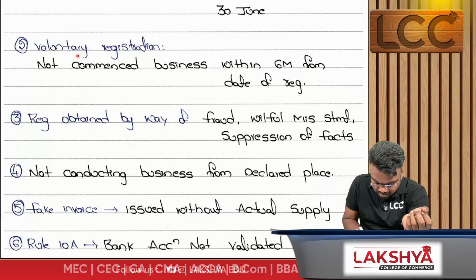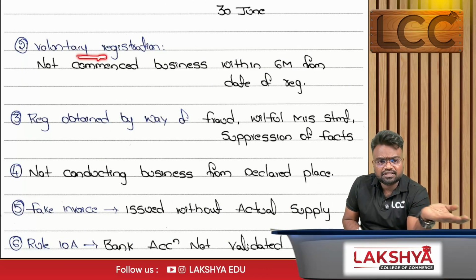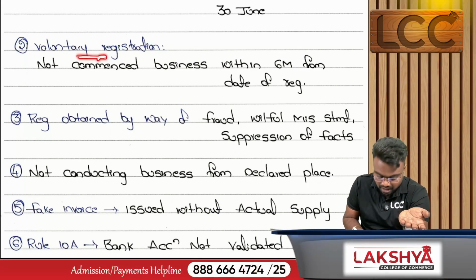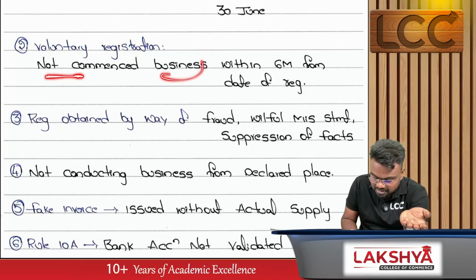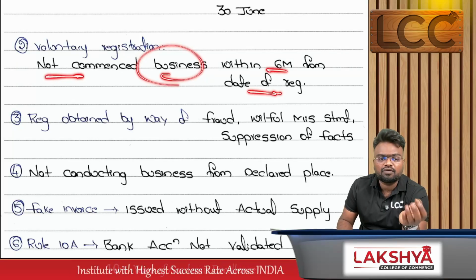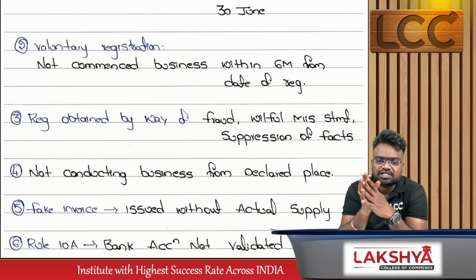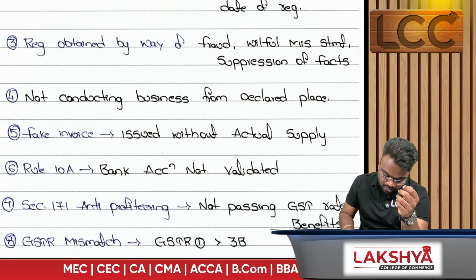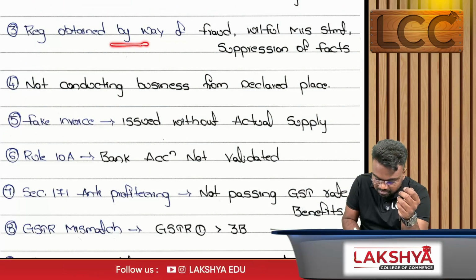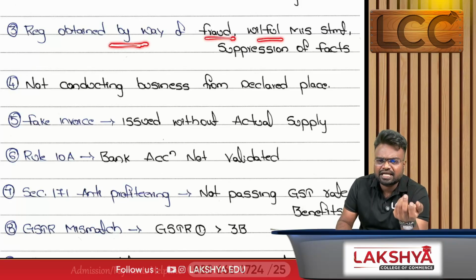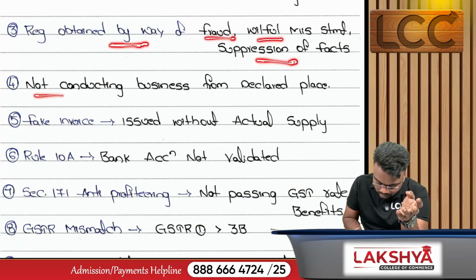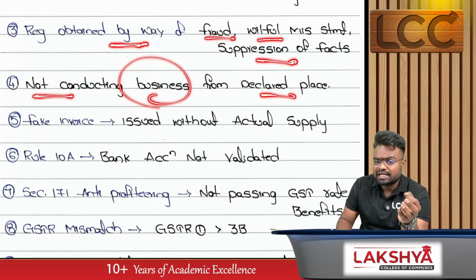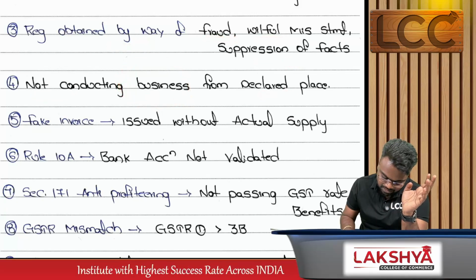Second point, the thing asked in the question: voluntary registration. If you have not commenced any business within 6 months from the date of registration, your registration can be cancelled. What is the time period? Within 6 months. Third case, registration obtained by way of fraud, willful misstatement, suppression of facts, or not conducting any business from the declared place, registration can be cancelled.